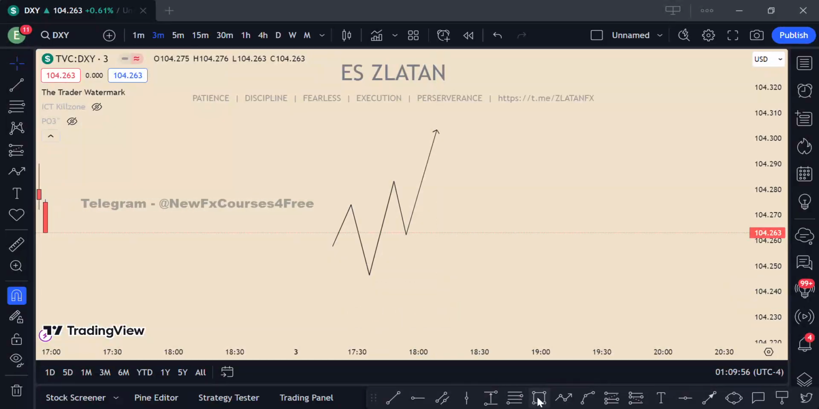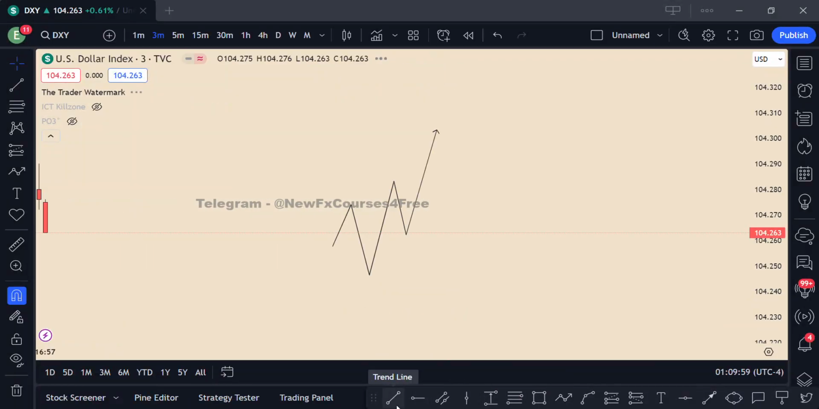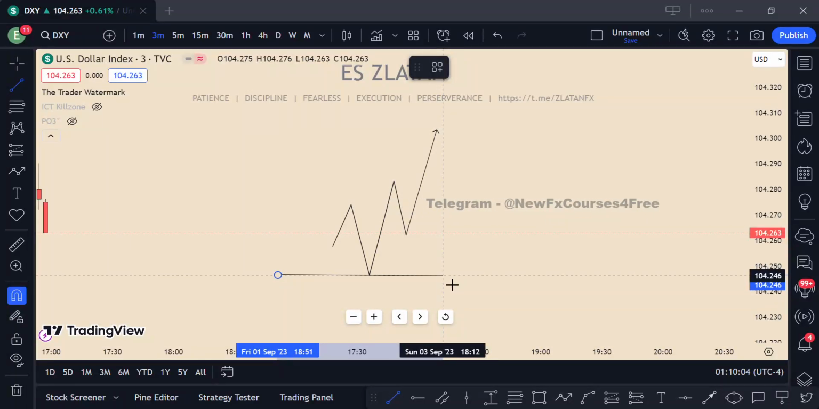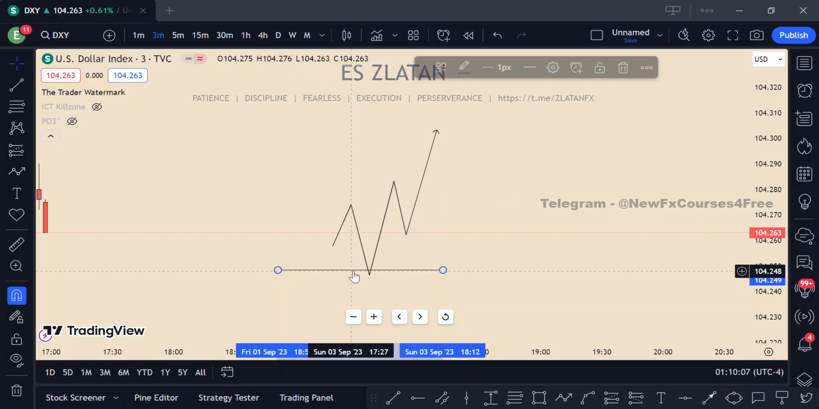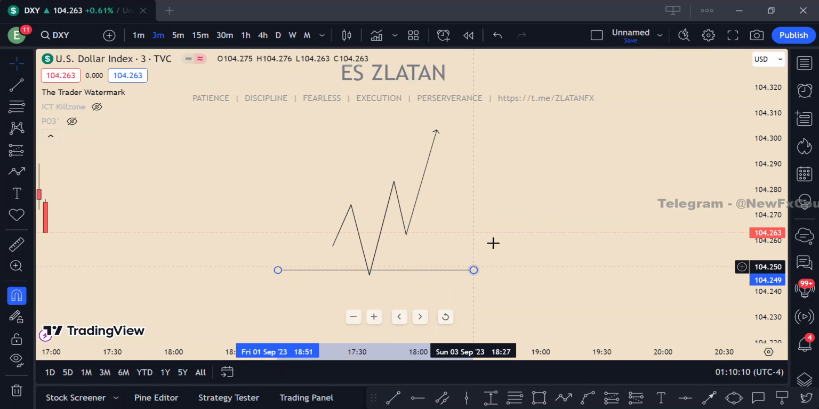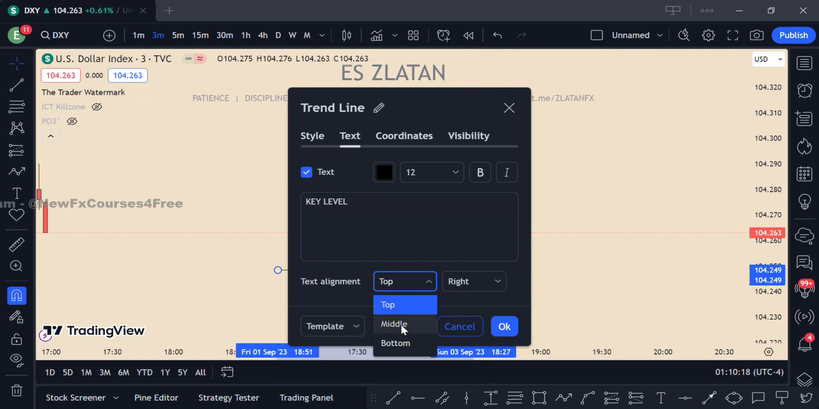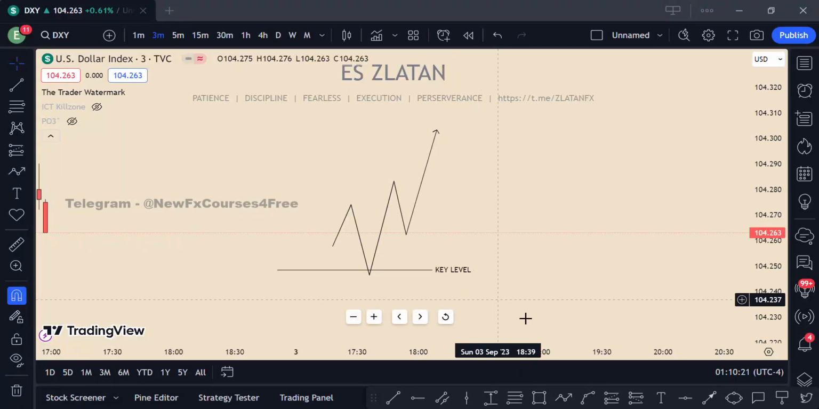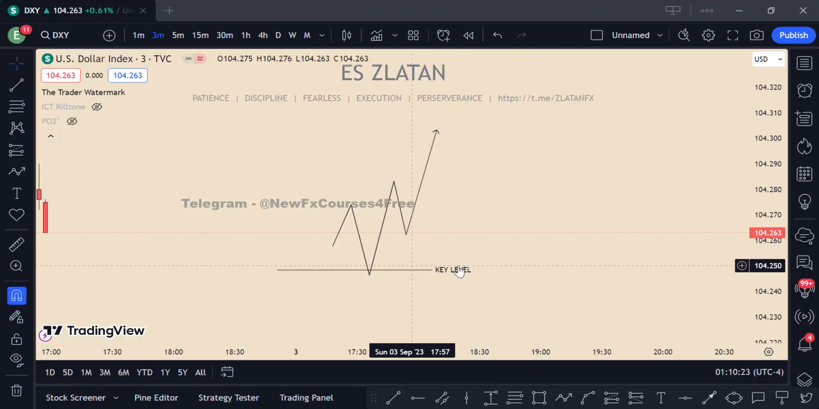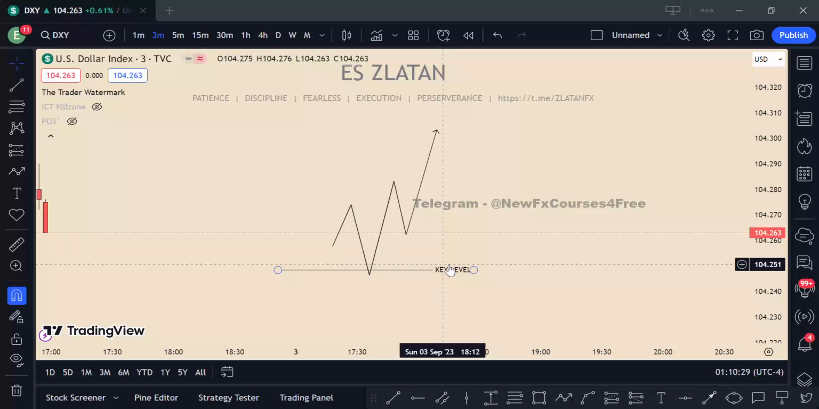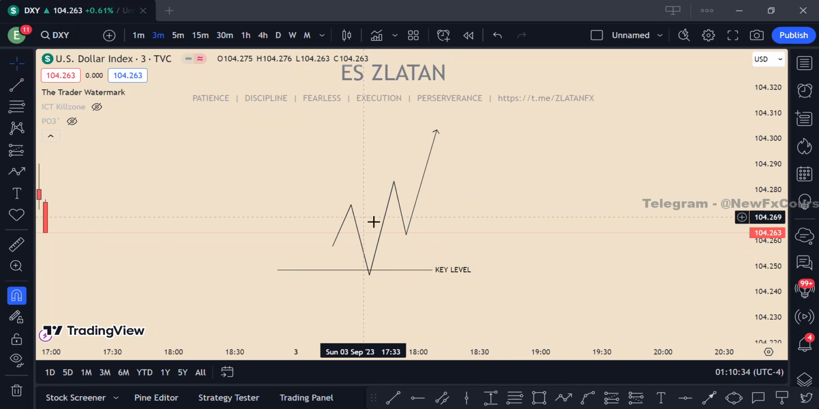So the idea is, this has to happen at a key level. This has to happen at a key level. This is a key level. A key level can be a higher time frame PD array. Yes, it just has to be a higher time frame PD array, folks. That's the most important thing.